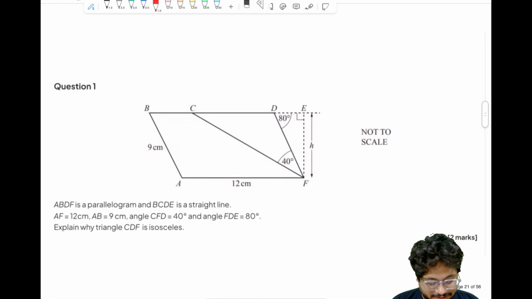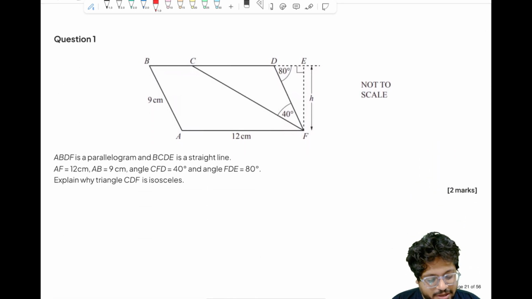Now third worksheet. Yeah, so there is a parallelogram given. BCDE is a straight line of a parallelogram.